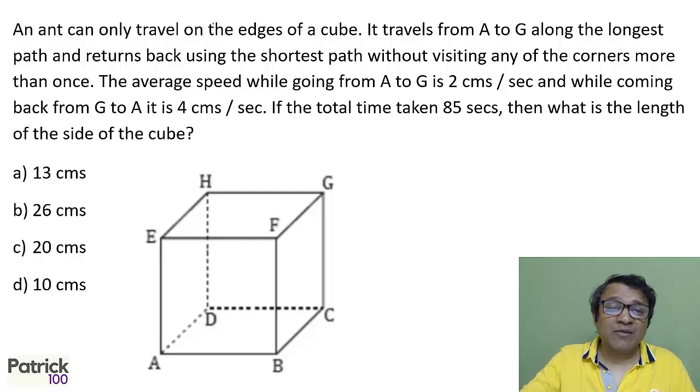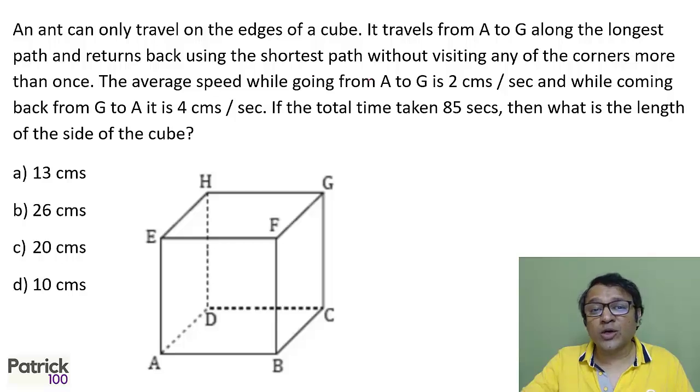An ant can only travel on the edges of a cube. It travels from A to G along the longest path and returns using the shortest path, without visiting any of the corners more than once. So let's look at how it can go, the longest path.